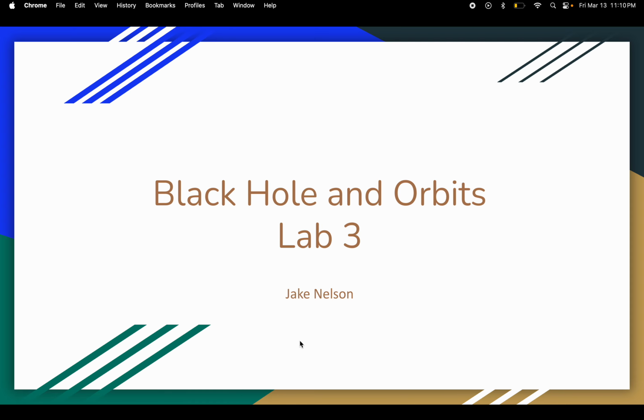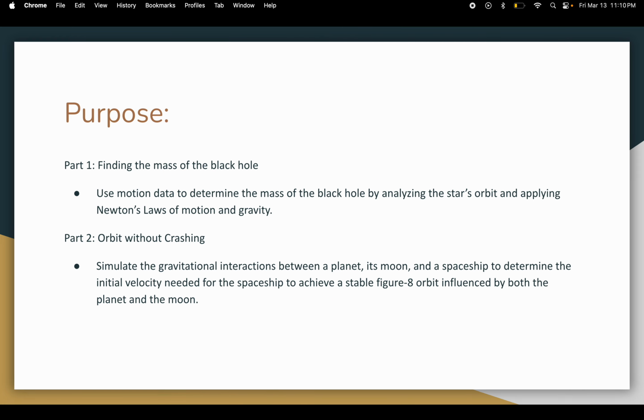Lab 3, Black Hole and Orbits. So the purpose of this lab for part 1 was to find the mass of the black hole, and this was done by using motion data to determine the mass of the black hole by analyzing the star's orbit and applying Newton's laws of motion and gravity.